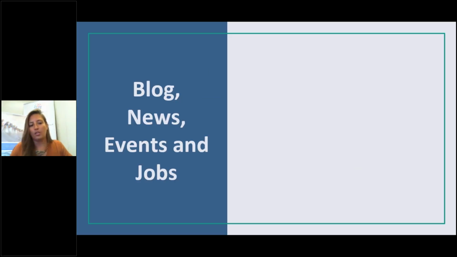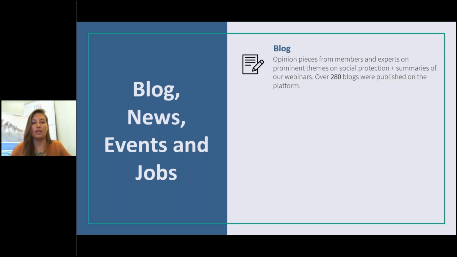We also have blog, news, events, and jobs. We have opinion pieces on the blog from members, so anyone can upload a blog or an opinion piece or an article on socialprotection.org. It's great for visibility. The blogs also serve as a summary for our webinars. Every time we have a webinar, we have a follow-up summary in the format of a blog. Right now we have over 280 blogs published on the platform. And as usual, anyone can do it.